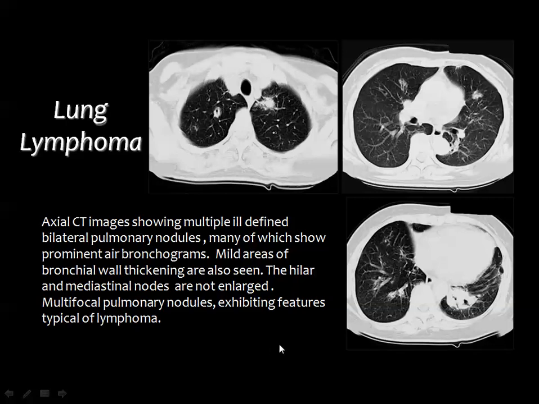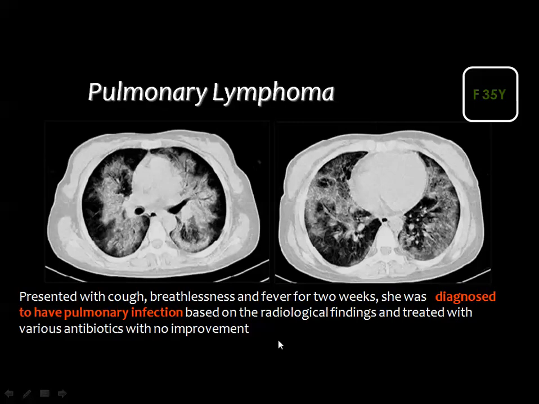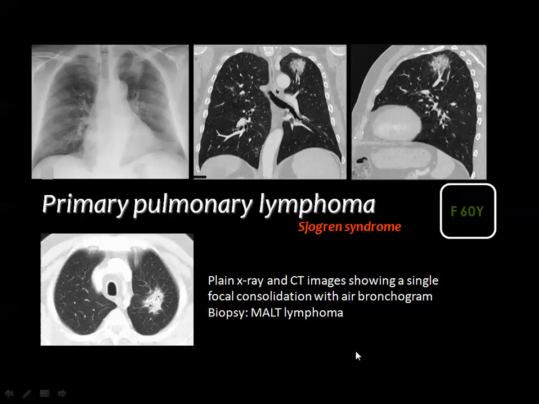This was also diagnosed as pulmonary lymphoma. This patient was diagnosed clinically as pneumonia based on the clinical picture of cough, breathlessness, and fever for 2 weeks. Then antibiotic therapy failed to show any improvement. Then the biopsy confirmed the diagnosis of pulmonary lymphoma. And you have variable appearances of pulmonary lymphoma. Most likely they simulate pneumonic patches.